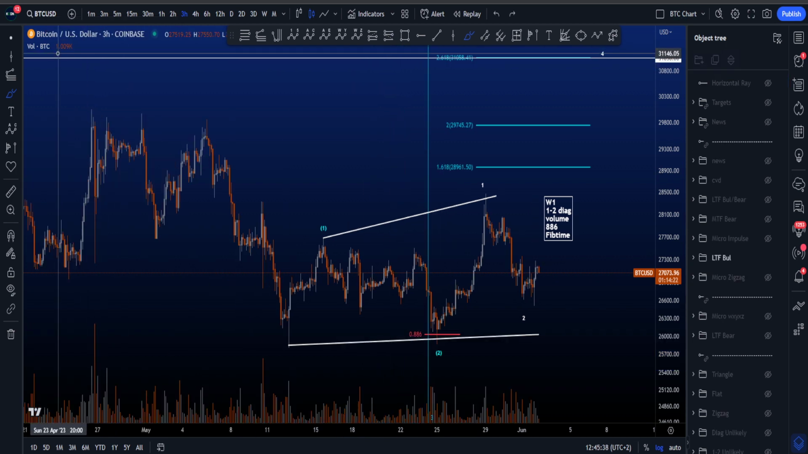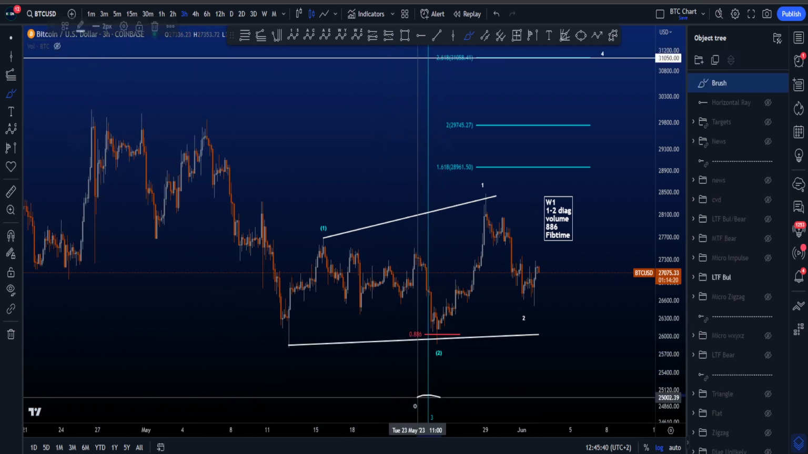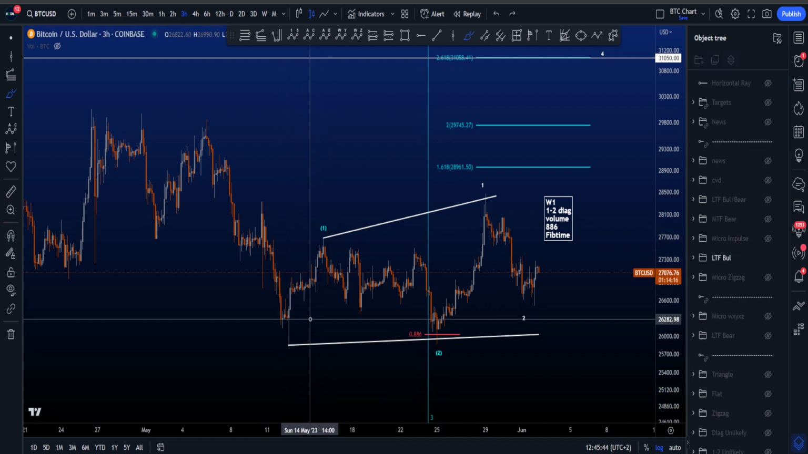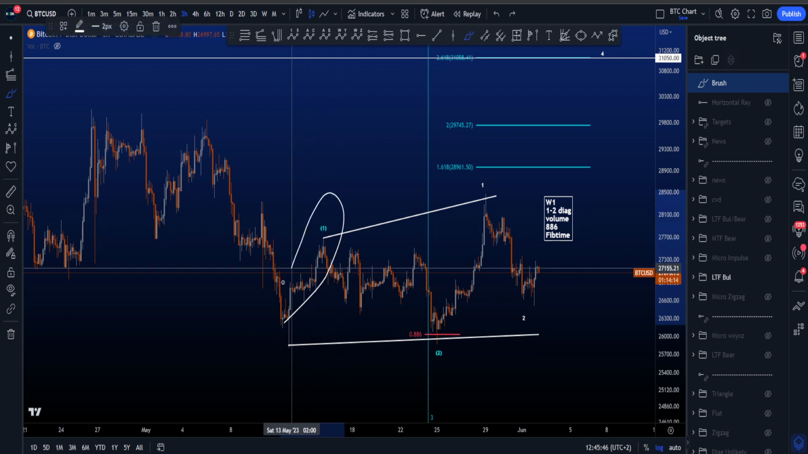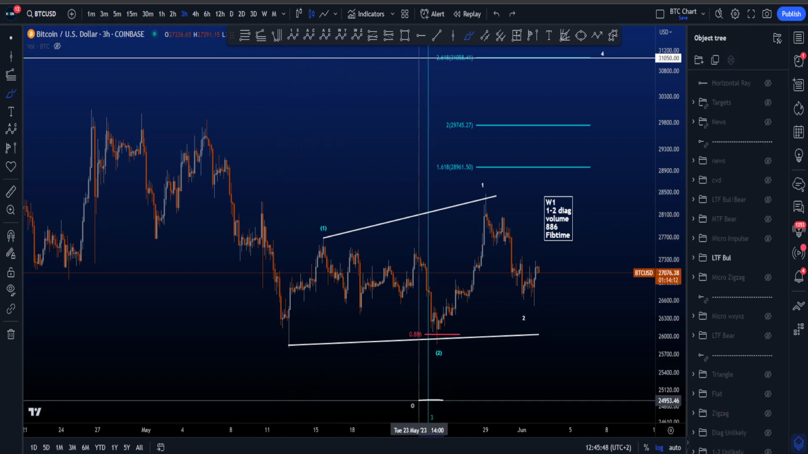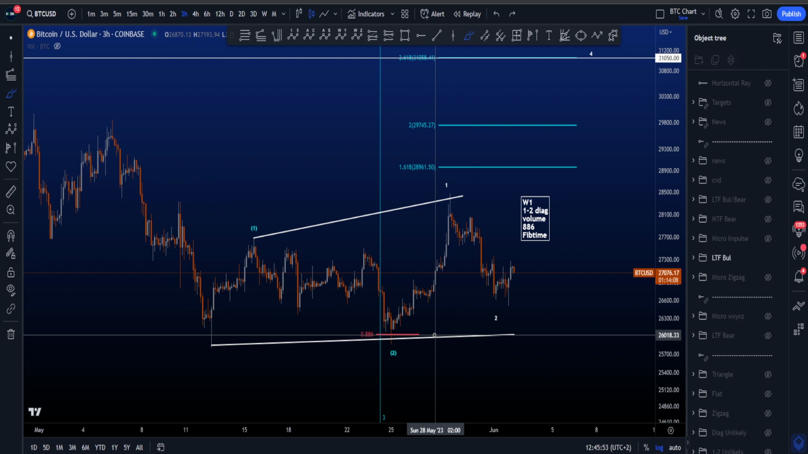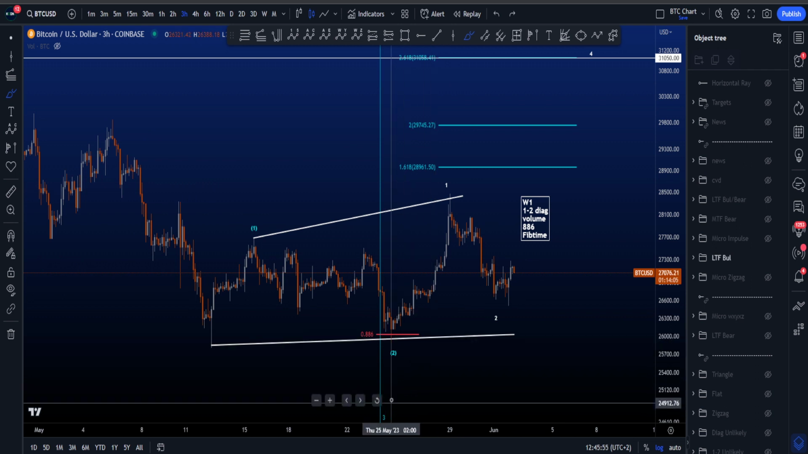And if we then also look at the fib time, this wave 2 was 3 times longer than wave 1. Yes, corrections can take longer than the impulse before the correction, but 3 times longer for a wave 2 is very, very weird. For a wave 4, yes, it can happen, but for a wave 2, this is actually very, very rare as well.